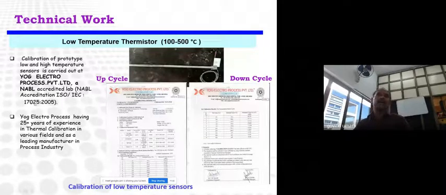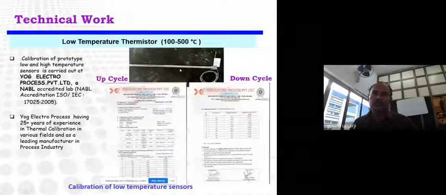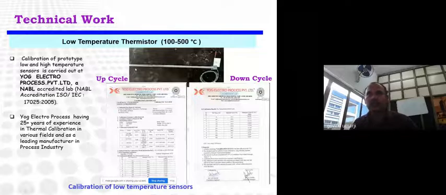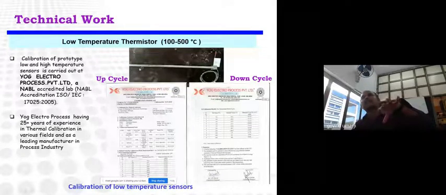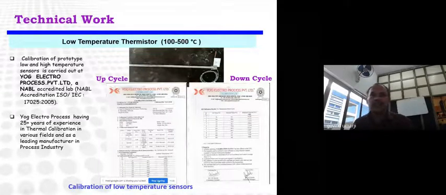That they have 25 years of experience in thermal calibration. So we took our sensor there. They prepare according to their standard. The sensor is here, where our actual sensor is kept inside this, because there is a standard protocol to calibrate this sensor.